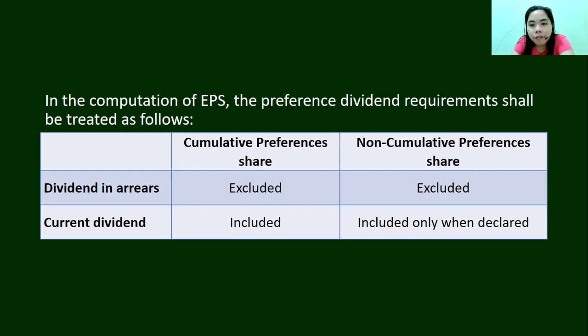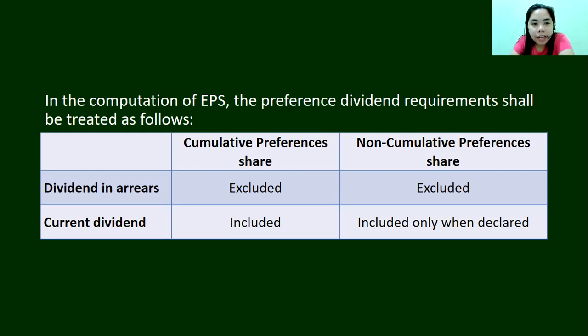If it's non-cumulative preference shares, dividend in arrears, we will exclude that in our computation of EPS, and we include current dividend in our computation if and only if it is declared. If it is not declared, then we will not consider it in the computation of our EPS. So to summarize, whether cumulative or non-cumulative, dividend in arrears, the dividend that has been declared for the previous years, we will not include in our computation of EPS.